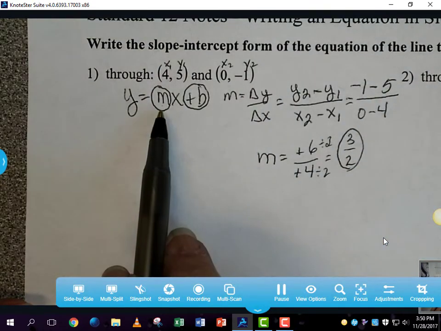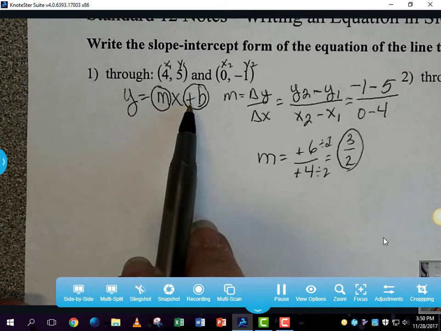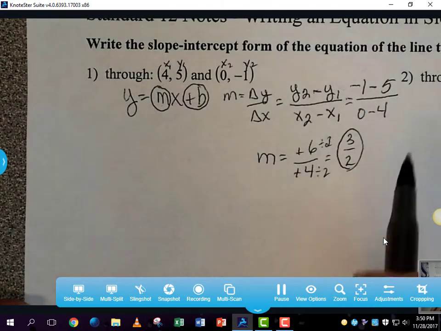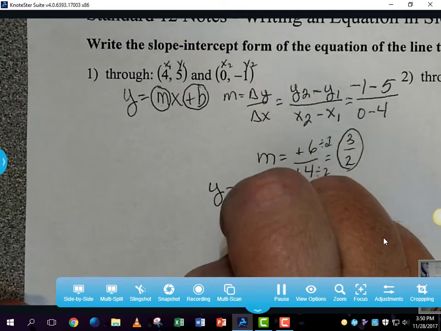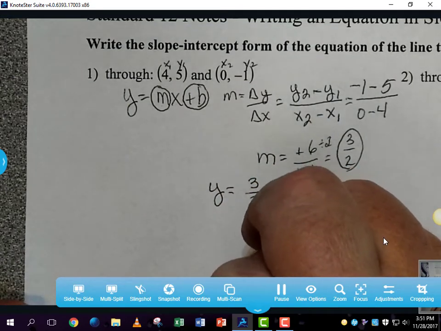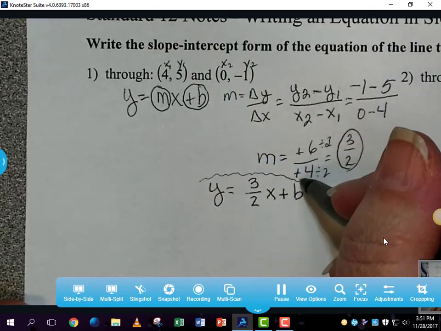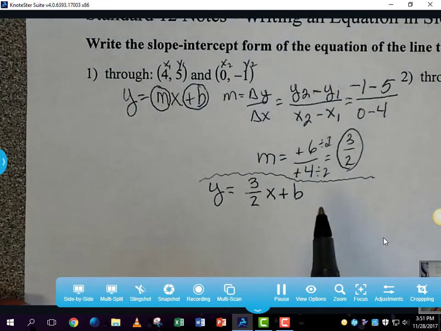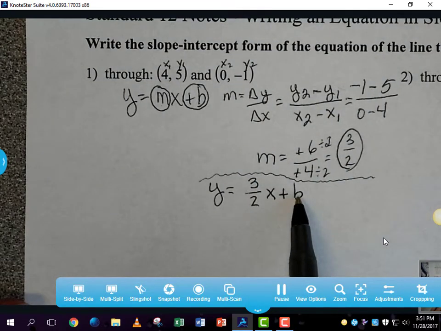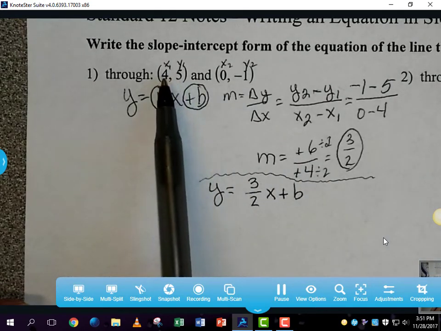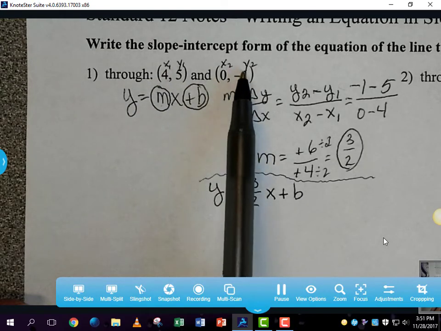All right, that gives me one of my pieces of information, but I also need to find this piece of information. So you write down what you have so far. So far we have m, and that gives us y equals 3/2 x plus b. Now we need to solve for b. Well, we can't solve for b unless we have numbers for x and y. And luckily, we do have numbers for x and y. In fact, we have a choice. We can use these x and y values, or we can use these x and y values.